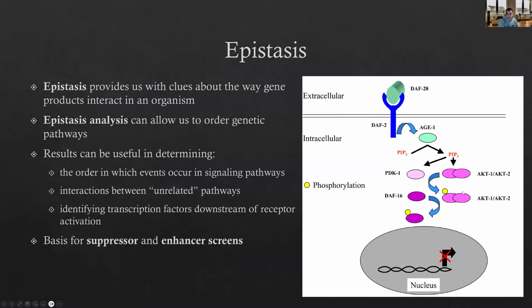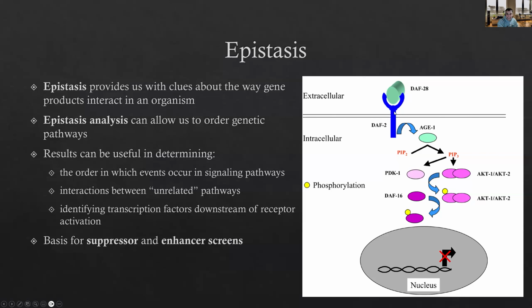They then identified several other genes, AKT1, AKT2, PDK, AGE1, DAF28, and found all of these other genes are involved. This epistasis analysis is the basis for things that we call suppressor screens. For example, DAF16 mutations suppress the result of DAF2, or enhancer screens, things that make things worse or exacerbate.